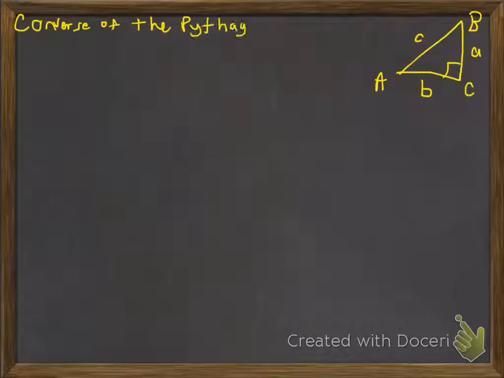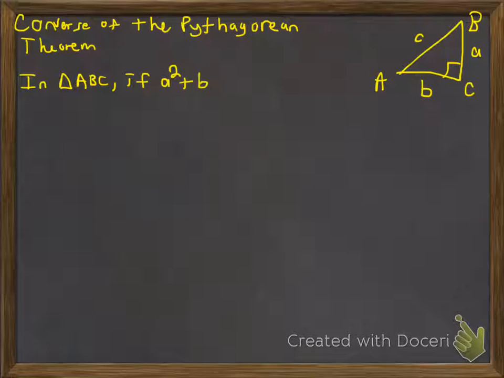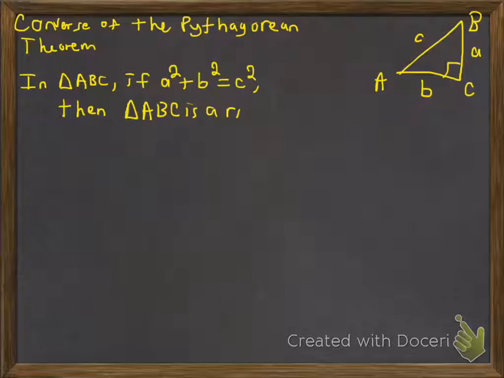So if a squared plus b squared equals c squared, then triangle ABC is a right-angled triangle, okay? So before it was just if ABC is a right-angled triangle, then a squared plus b squared equals c squared. Now we're going backwards, aka the converse. Okay, so let's do an example.